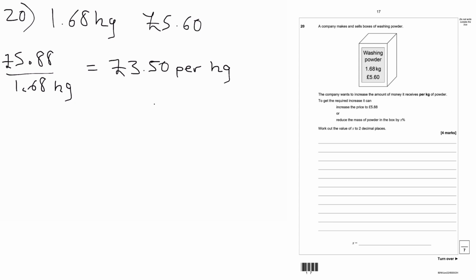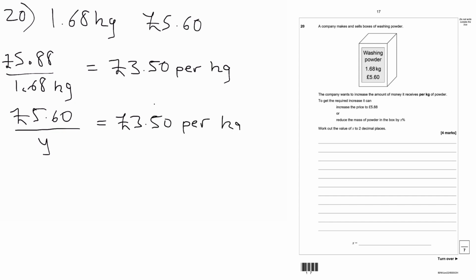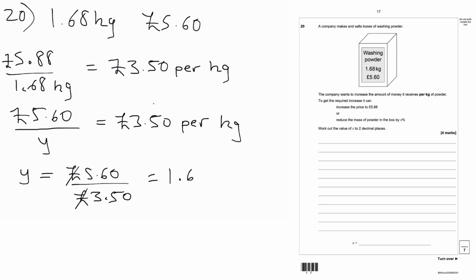So now, how do we reduce the mass such that the price per kilogram is £3.50? To do that, we keep the price the same as it originally was, which is £5.60, but we divide by this new amount of powder, which we're going to call Y. So Y amount of powder equals £3.50 per kilogram. So we can rearrange this, and we get that Y is equal to £5.60 over £3.50. Y is equal to 1.6 kilograms.